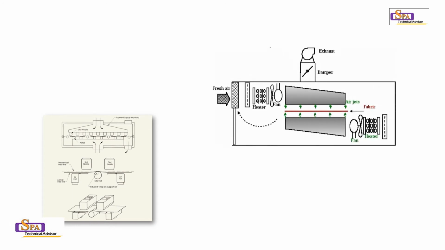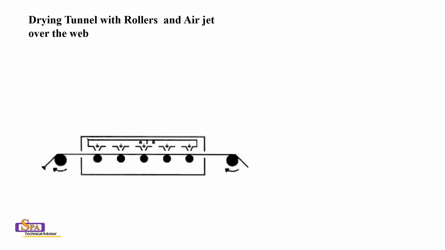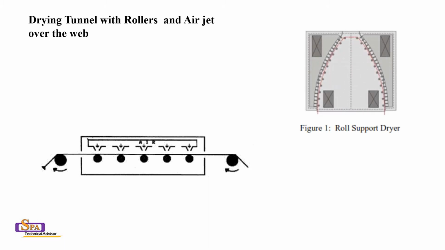Here is a schematic diagram for the dryers. Here it is shown in a much magnified way. Drying tunnel with rollers and air jet over the web. These are the design. You can see the idler rolls, the web is passing over the idler roll, and on the top are the drying tunnel nozzles. In case of a vertical dryer, it looks something like as shown in figure 1 on the right hand side.